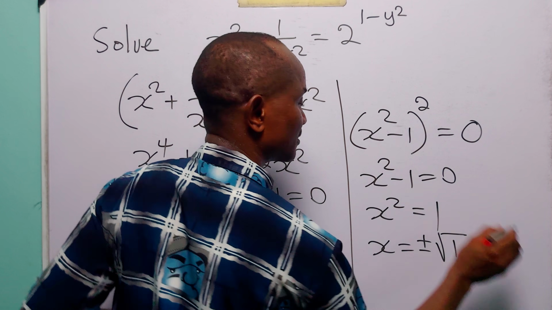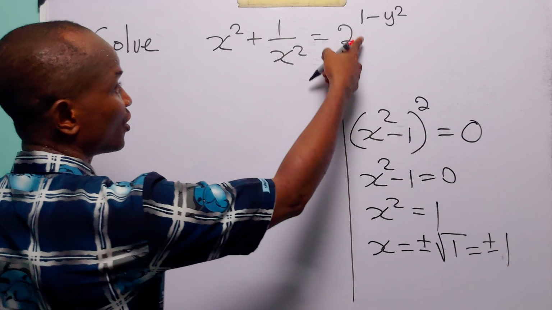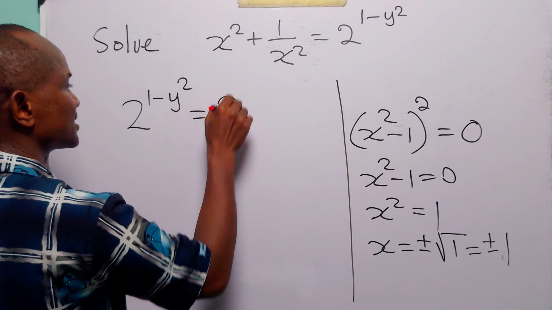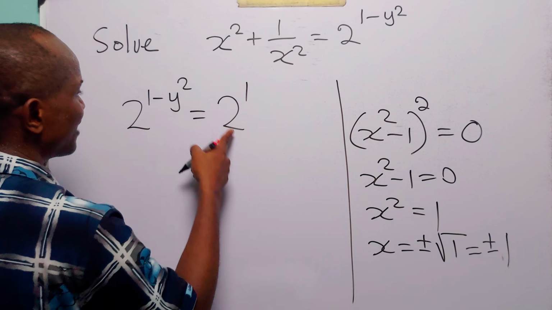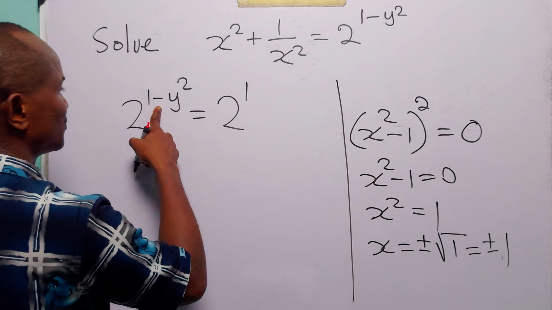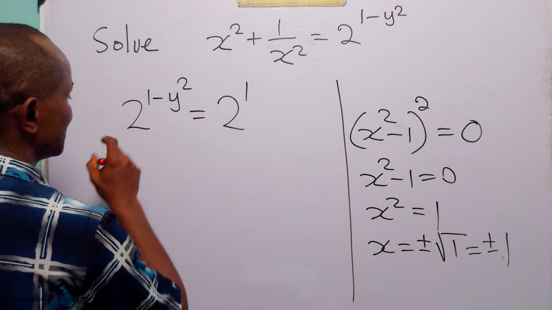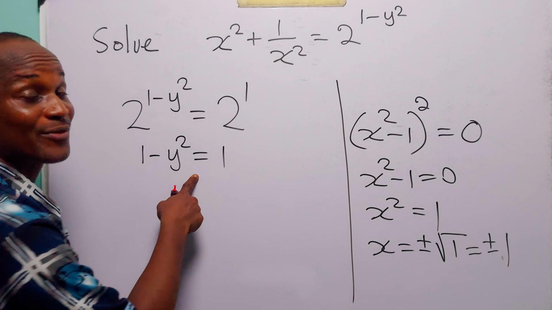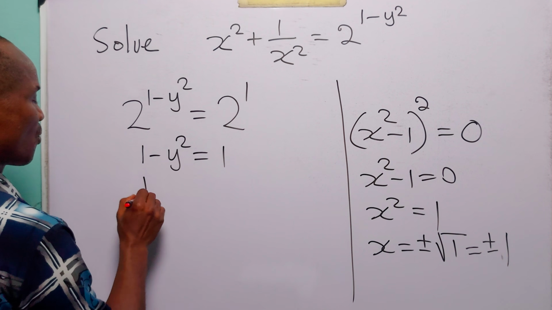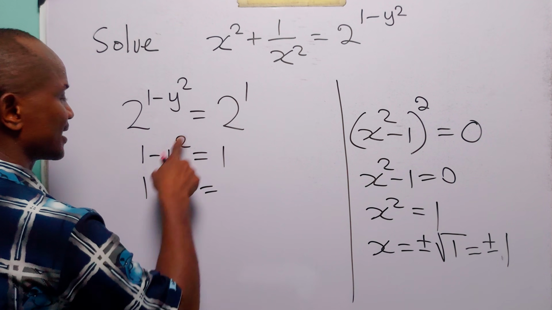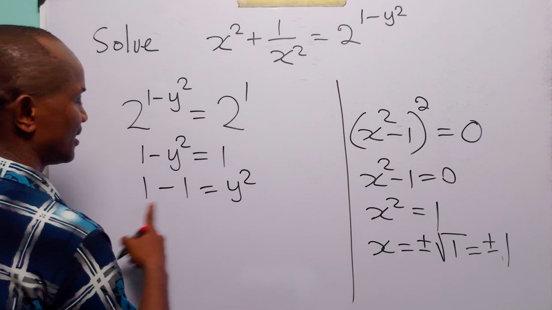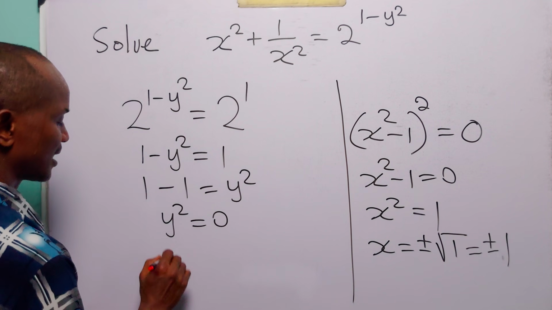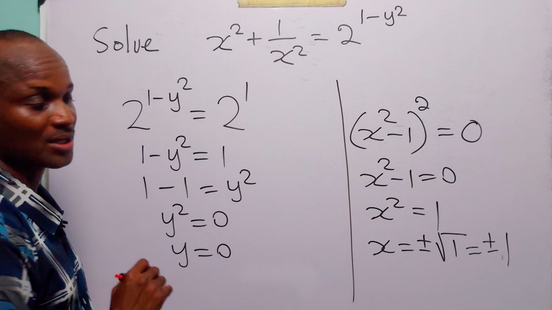And to solve the second equation, we have that 2 to the power 1 minus y squared is equal to 2 to the power 1. Since we have the same base on both sides of this equation, we can go ahead and equate the exponents. We have that 1 minus y squared is equal to 1. Rearranging this equation, we have 1 minus 1 is equal to y squared. And of course, from here, we see that y squared is equal to 0, and of course, y is equal to 0.